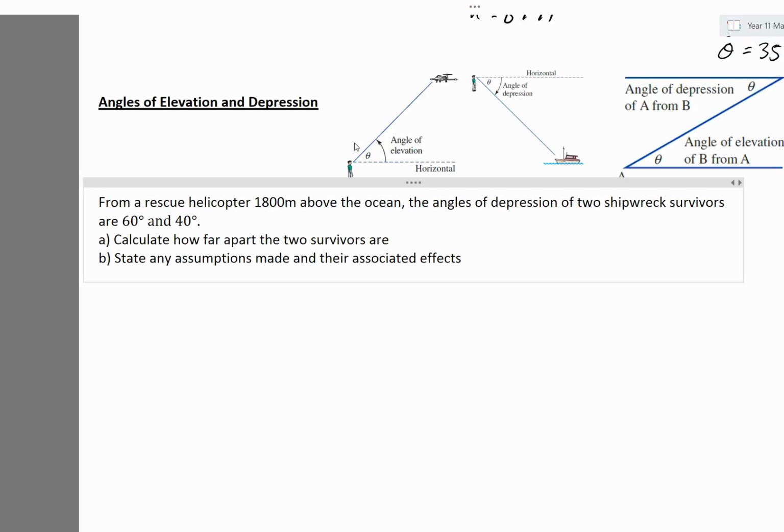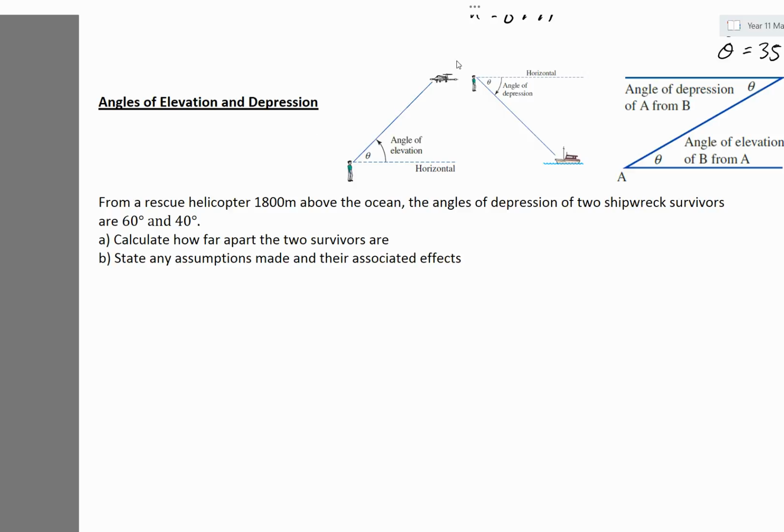Alright, so some application problems. This is all review from Year 10. I taught this to Year 10 a few weeks ago. Angles of elevation and depression. If I'm standing here looking horizontally, the angle I need to crane my neck up to see that plane is the angle of elevation. So elevation is lifting your head up.